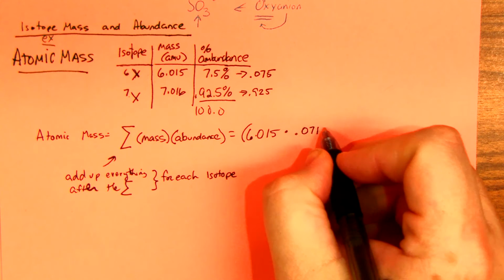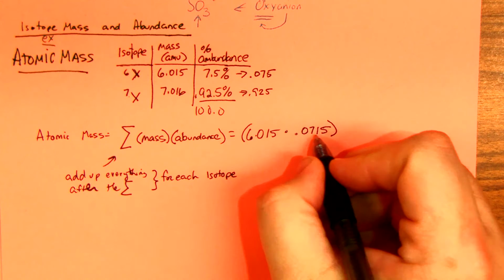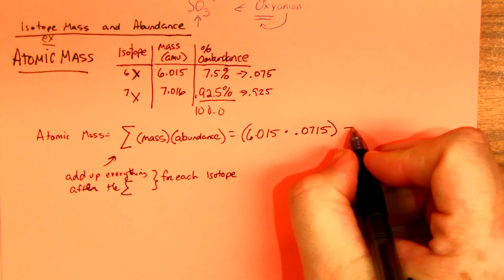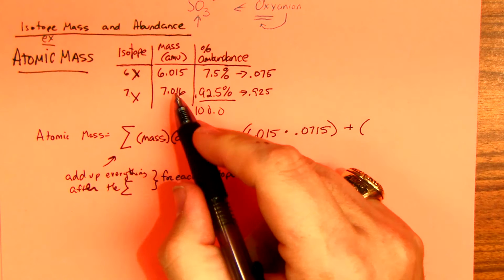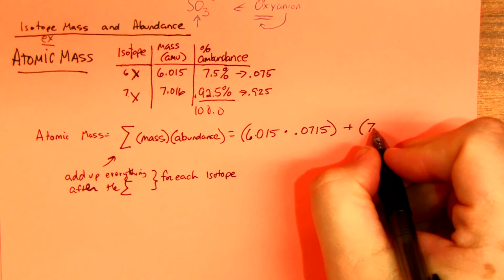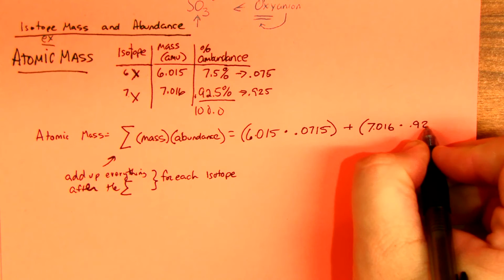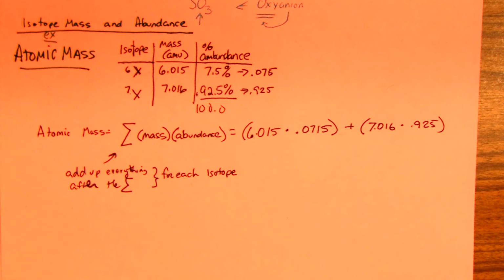Multiplied by its abundance. So I'm going to take this guy, multiply by this guy, and then I'm going to add up the mass, 7.016, times 0.925. And that should cover all, well, since there's only two isotopes, that'll cover both isotopes.